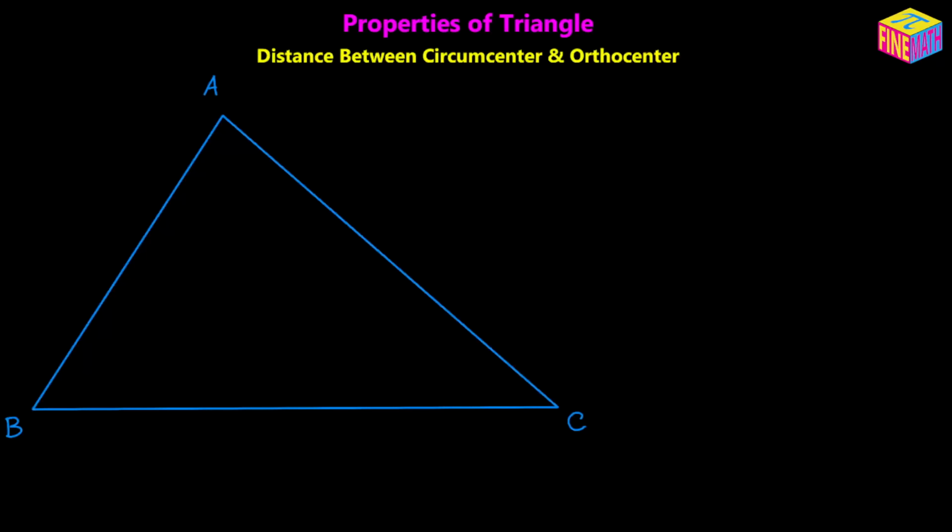Hi everyone. In this video, we are going to see how to find the distance between the circumcenter and the orthocenter of a triangle. Let's suppose we have a triangle ABC, and for this triangle, first I am going to draw the orthocenter, and for that, first I am going to drop a perpendicular from A onto the BC side. Let's suppose the perpendicular landed at point D on the BC side.